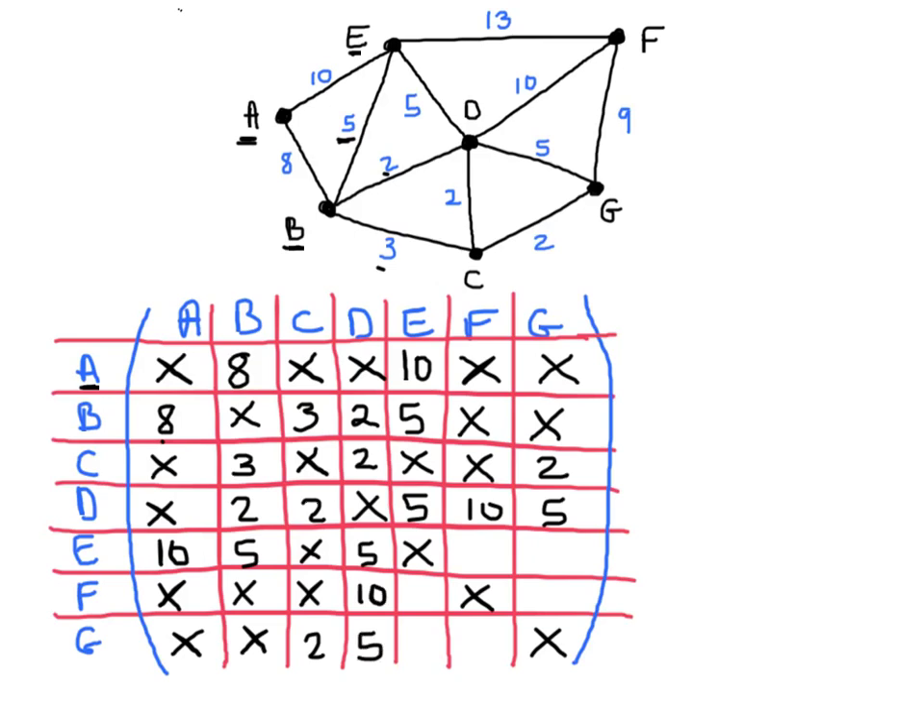E is connected to, let me see, F by a distance 13, and it's not connected to G, so I'll just have a 13 and an X here. And F is connected to G, yes, by a distance 9, so I'll put the 2 9s in. So there's my matrix completed.